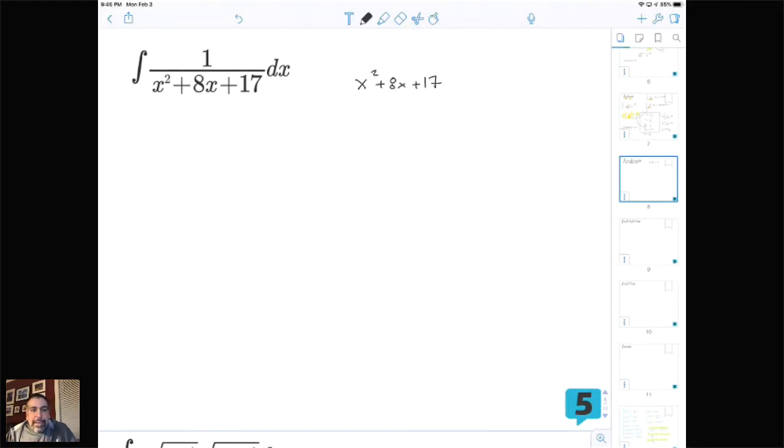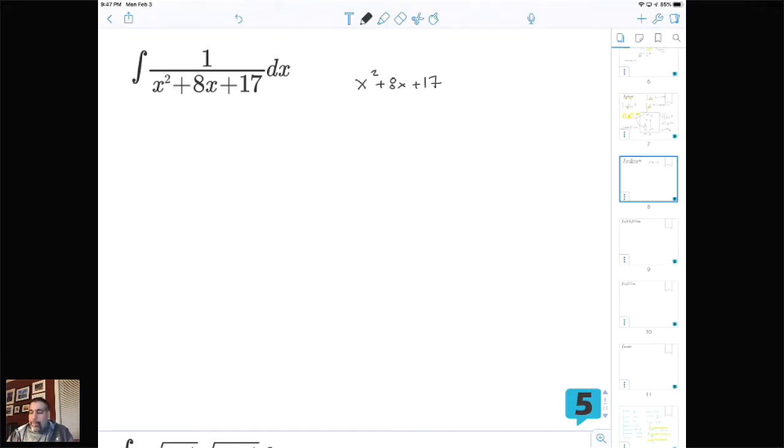x squared plus 8x plus 17. What I want to do is I want to try to factor this, but it doesn't work nicely with the 17 at the end. So what you really need to do is you need to go back to your algebra 2 information and think about when you were graphing quadratics, ironically enough.